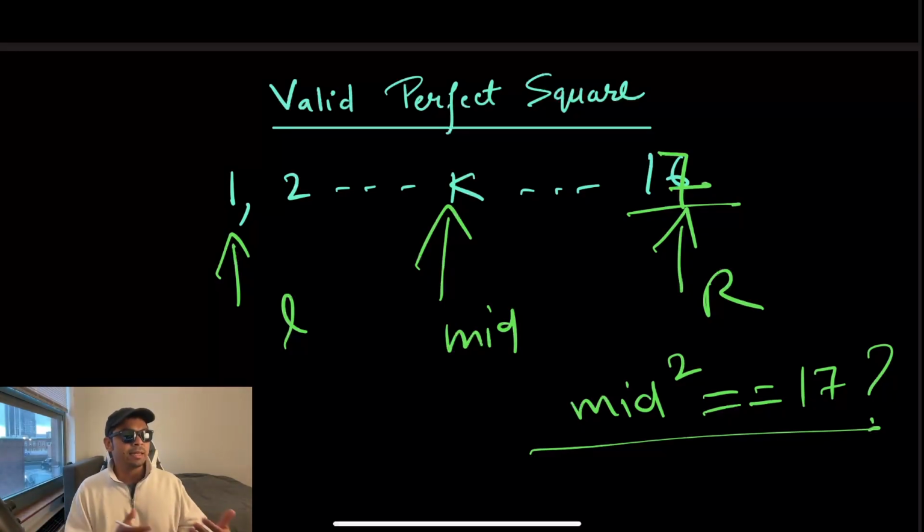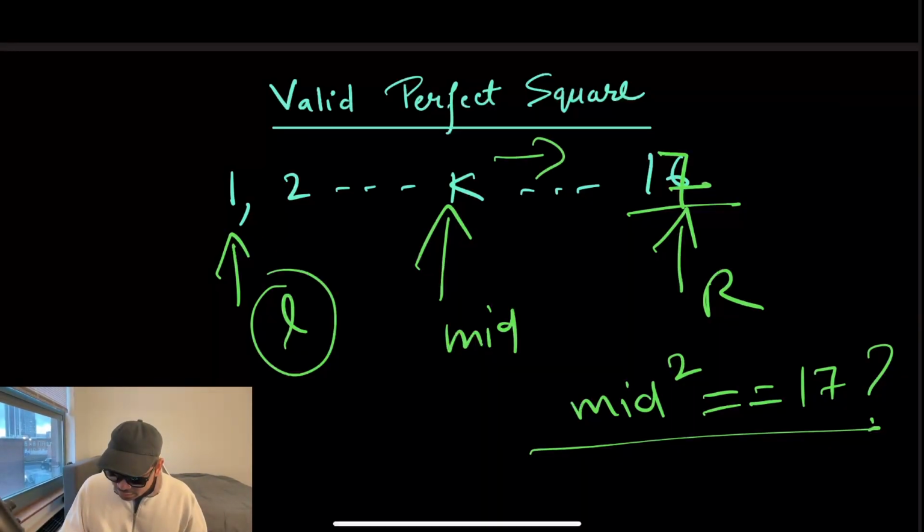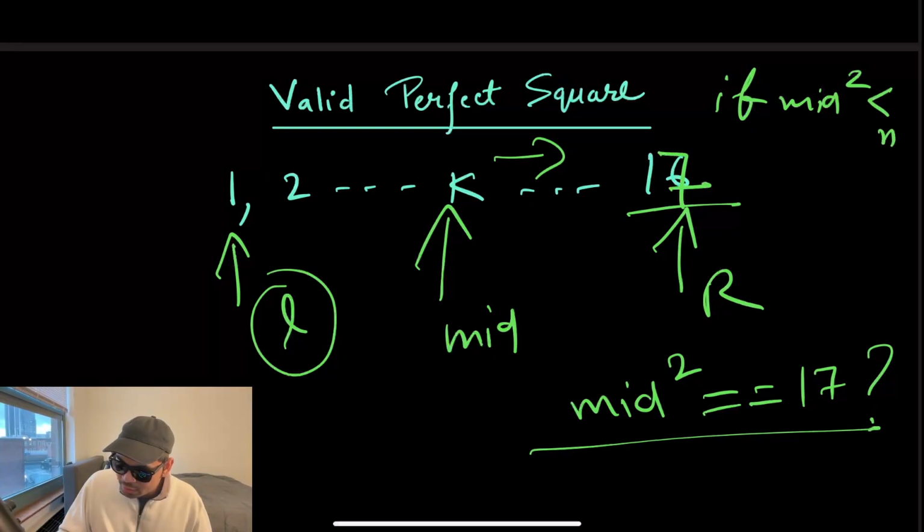If it is lesser than your num, then our L basically needs to go up so that we can find a higher mid whose square would actually be equal to, like, either close to 17 or even if not equal to, right? Because we are trying to get to a higher integer k if mid square was less than basically num.